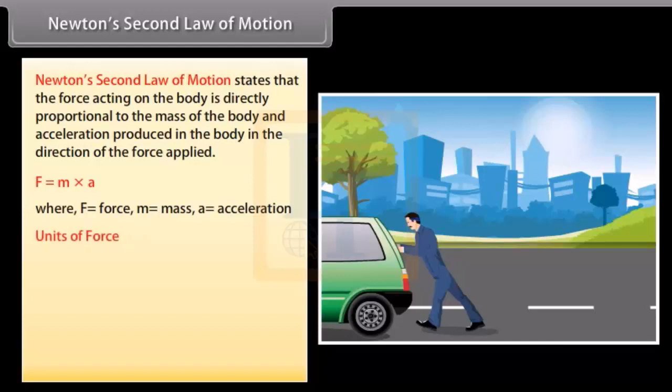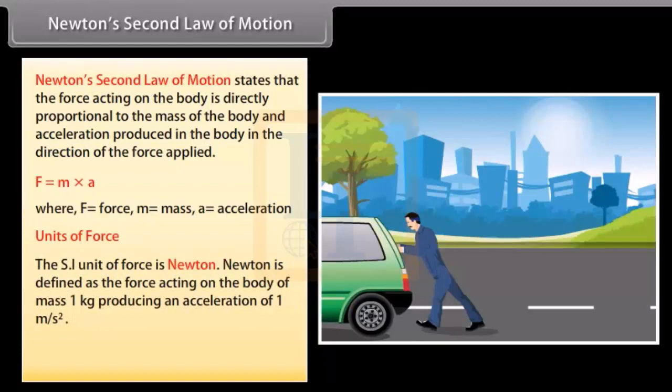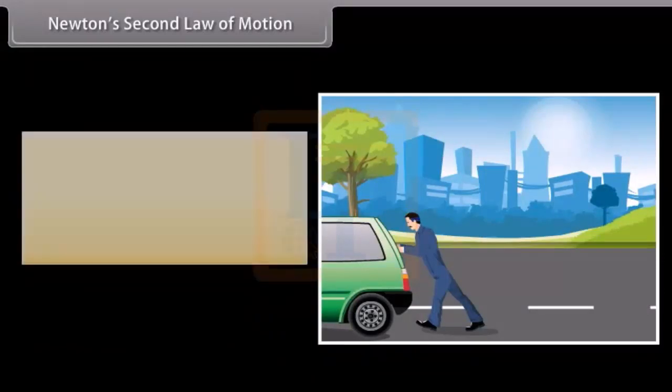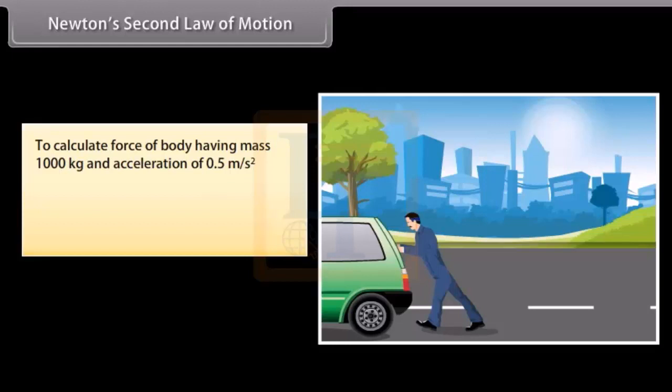Units of force. The SI unit of force is Newton. Newton is defined as the force acting on a body of mass 1 kg producing an acceleration of 1 meter per second square. The unit is equal to kilogram meter per second square or Newton. To calculate the force of a body having mass 1000 kg and acceleration of 0.5 meter per second square, F is equal to 1000 into 0.5, which is equal to 500 Newton or kilogram meter per second square.